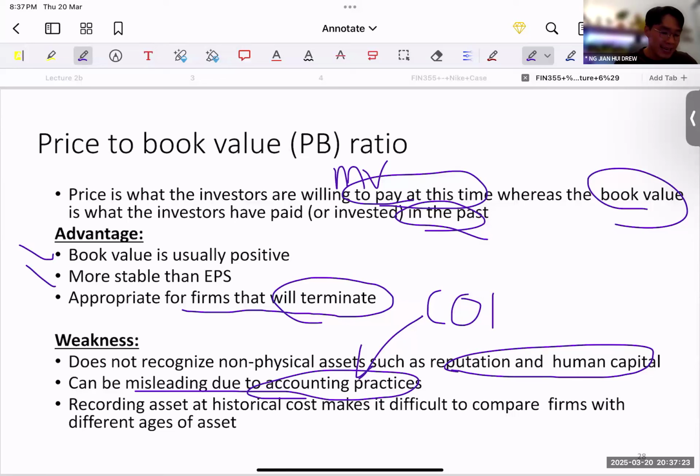Recording assets at historical cost makes it difficult to compare firms with different ages. Yeah, because your book value is historical cost.